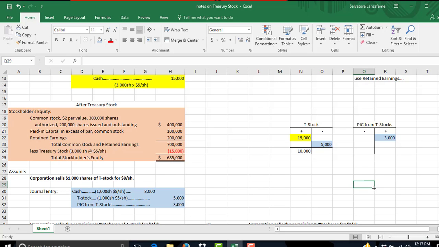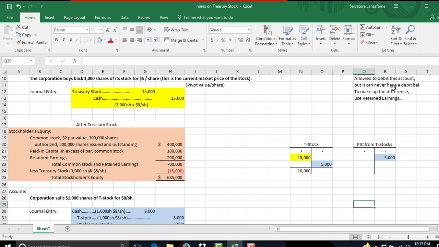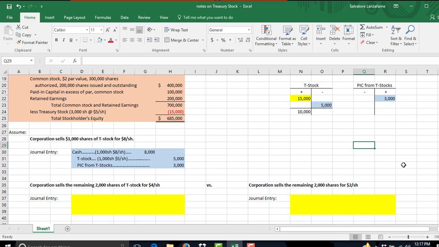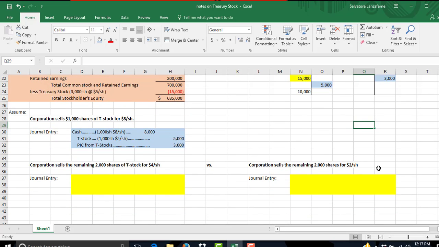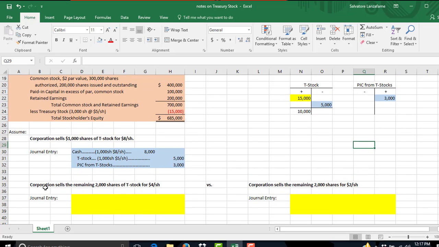So if for some reason in the next scenario I'm 4,000 short, I can only debit the PIK for 3, and then I would use retained earnings for the extra 1,000. That's what I was referring to up here. So I'm allowed to debit this account, but it can never have a debit balance. To make up the difference, I would use retained earnings. So I created 2 scenarios. Okay, so let's take a look at the next scenario here.